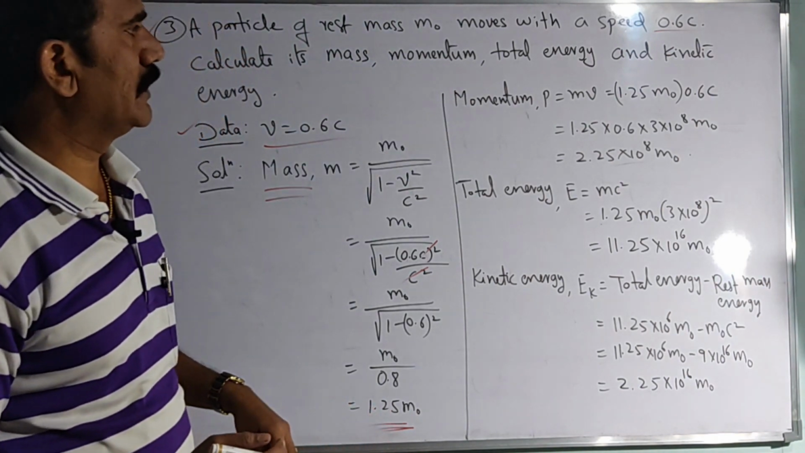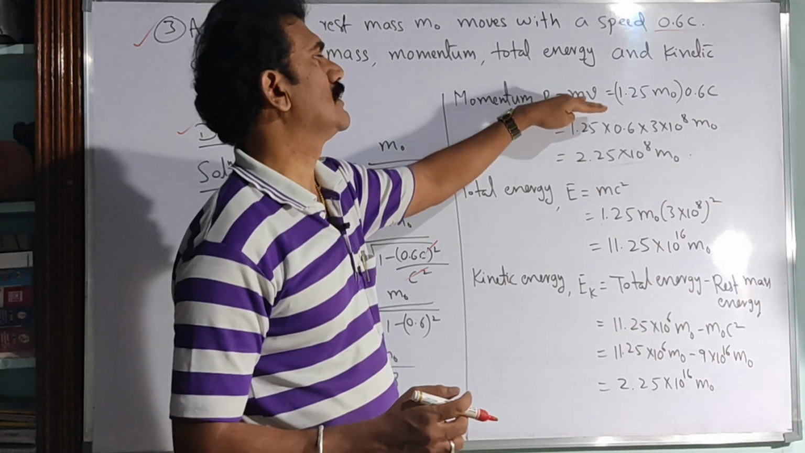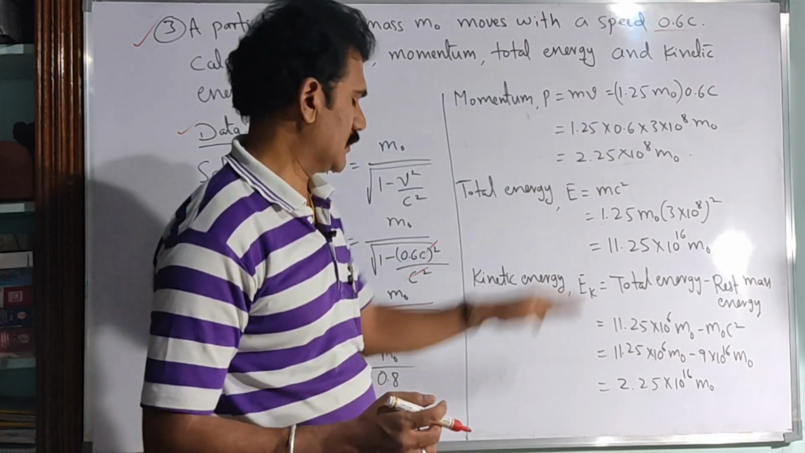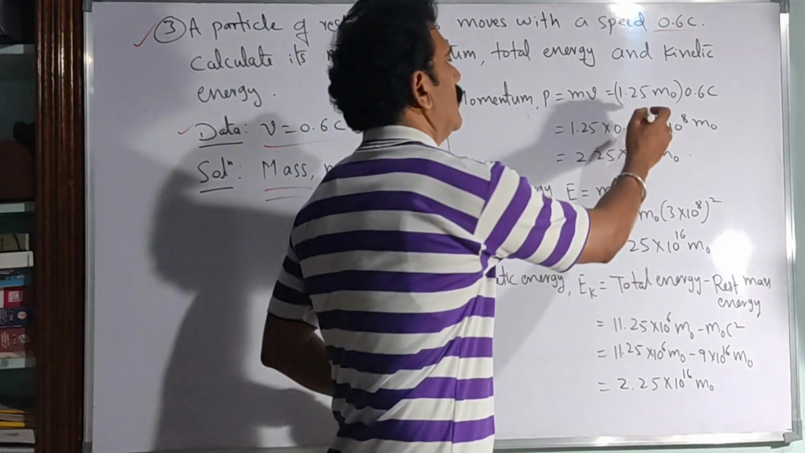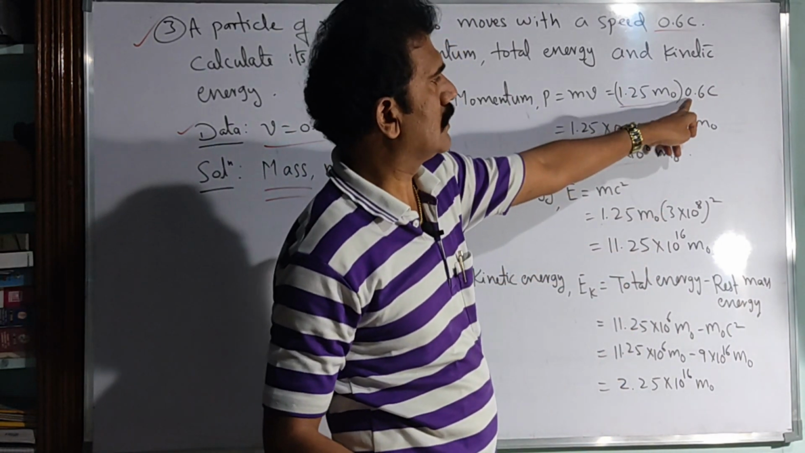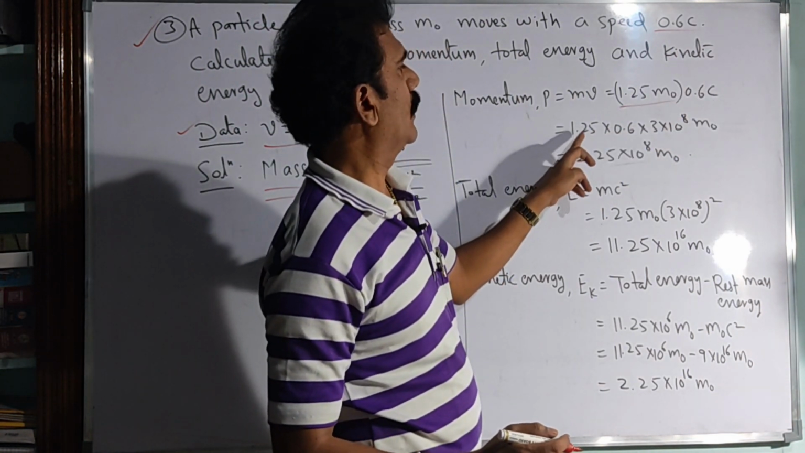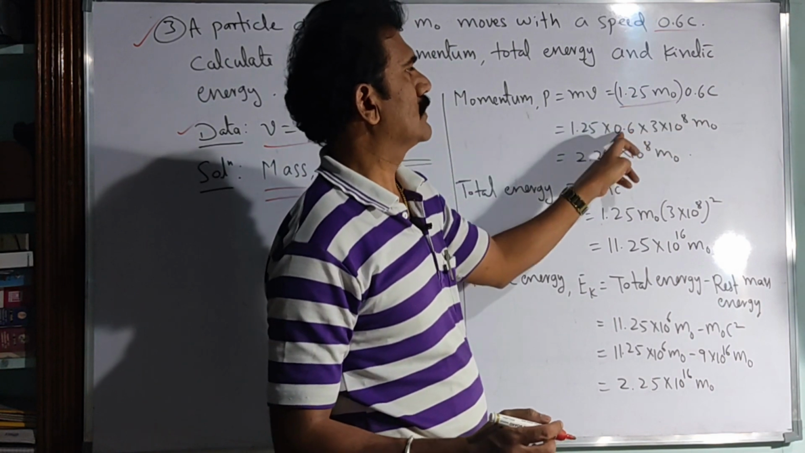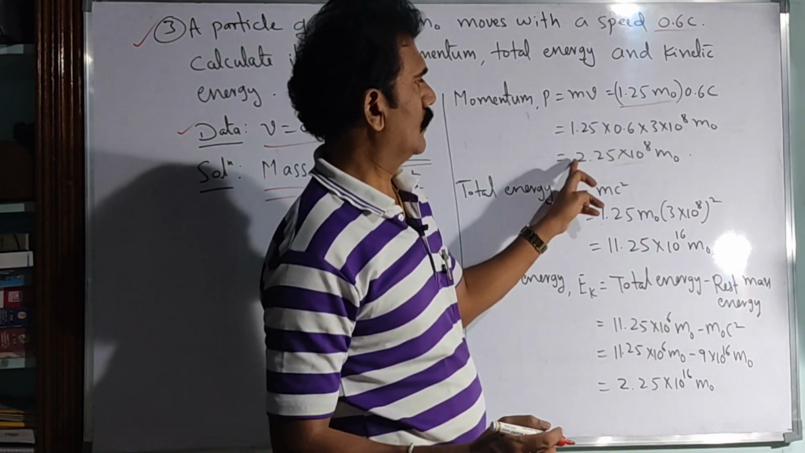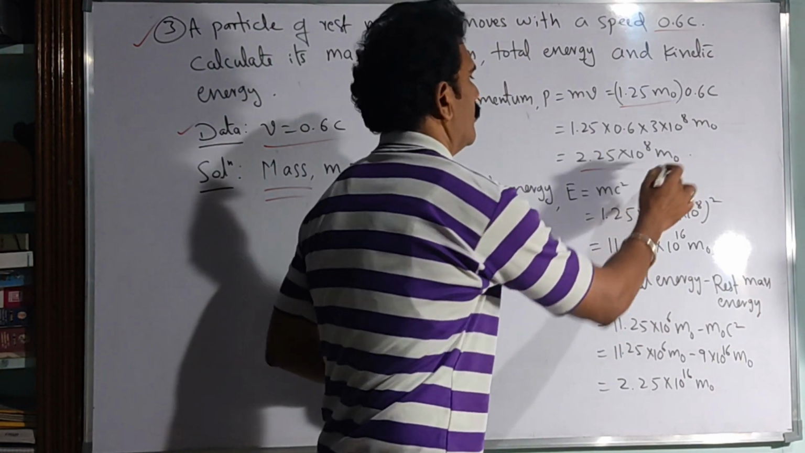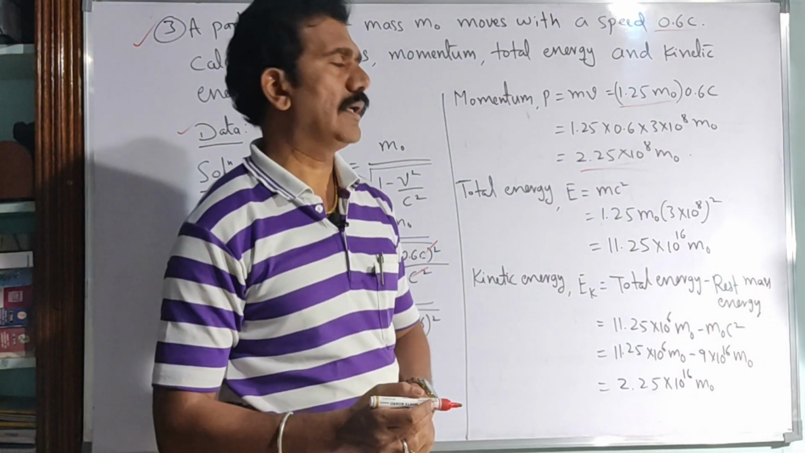So you know the equation for momentum as p is equal to mv, right? So now consider this m as the relativistic mass, that is calculated as 1.25 m naught. Then multiply the given velocity of the particle as 0.6 times of c. Then calculate it: 1.25, 0.6 and c is the velocity of light, 3 into 10 power of 8, into m naught again. So you will get, in terms of m naught, momentum of the particle is 2.25 into 10 power of 8 into m naught.